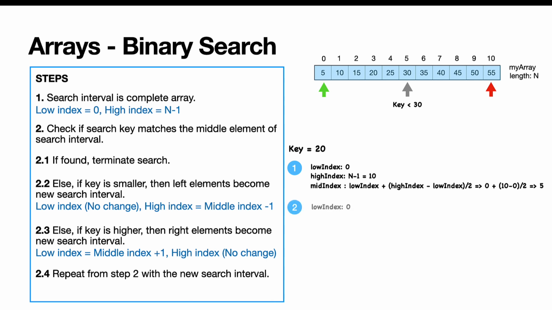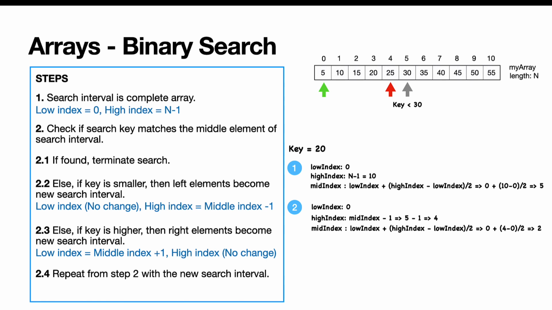So for the second search, the low index remains 0. High index is now middle index minus 1, that is index 4. And the new middle index is 0 plus (4 minus 0) divided by 2, which equals 2. Going back to the array, low index remains at index 0. High index is now 4. New search interval is from index 0 to index 4. And the new middle index is 2.